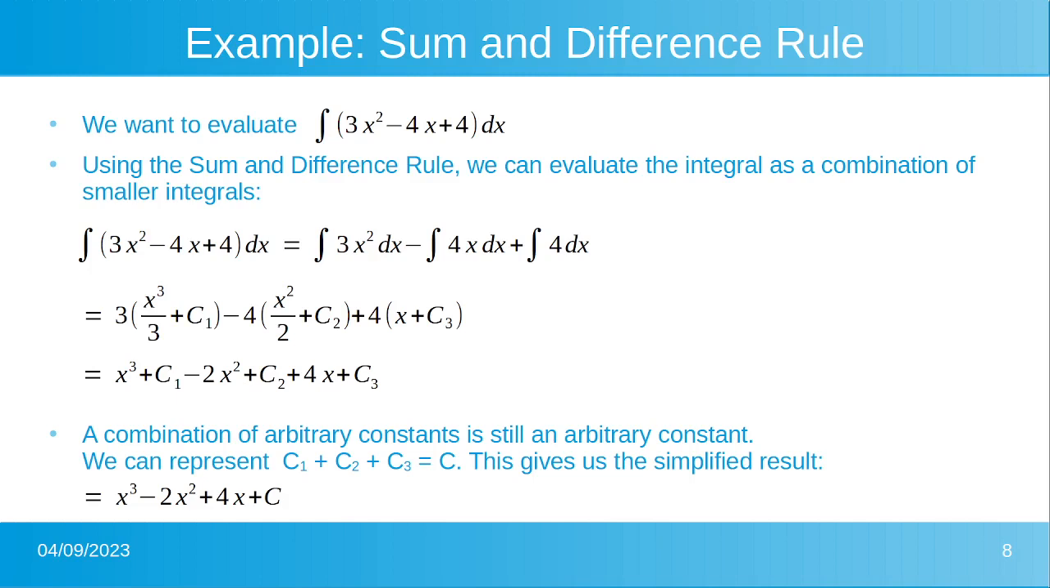A combination of arbitrary constants is still an arbitrary constant. So we can represent c1 plus c2 plus c3 as being equal to c, an arbitrary constant. This gives us the simplified result. Our indefinite integral is equal to x cubed minus 2x squared plus 4x plus c.